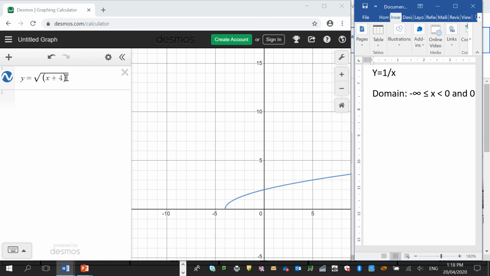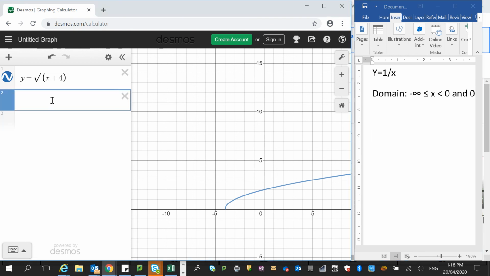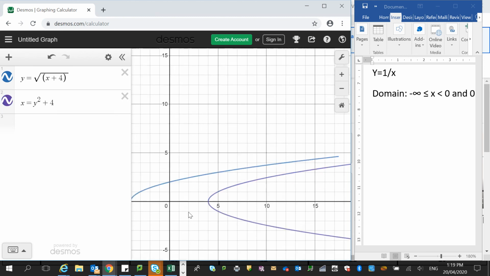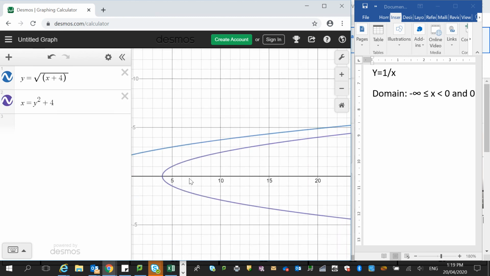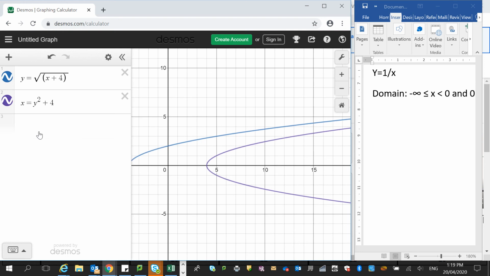Okay, so let's get a few more examples. We could do x equals y squared, take 4, plus 4. Okay, so you'll see here this isn't a function, but you can see that the domain stops at 4. Okay, but this isn't a function here.